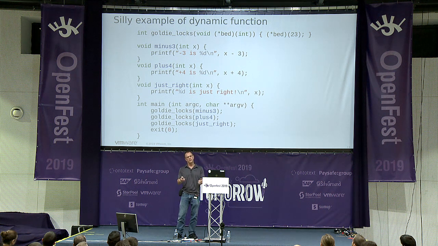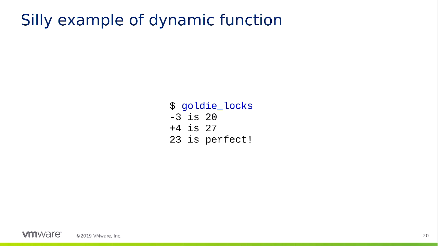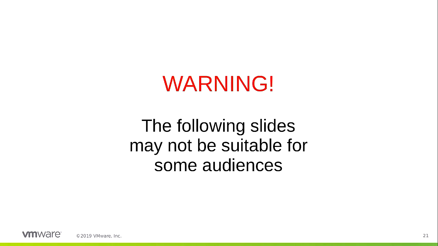So let's do our own little function call. I created a function called Goldilocks that you pass in a bed. The bed function takes one parameter, and that parameter is going to be 23, but it could be anything I wanted. The first one is minus 3, that's blah. Next one's plus 4. Next one is, hey, it's just right. And then I call that same function over again. You could cut and paste this, compile it, and it should work. If I run the code, you get this: minus 3 is 20, 4 is 27, 23 is perfect.